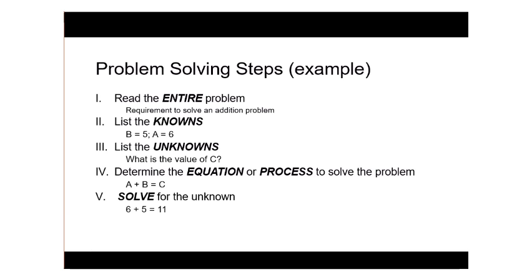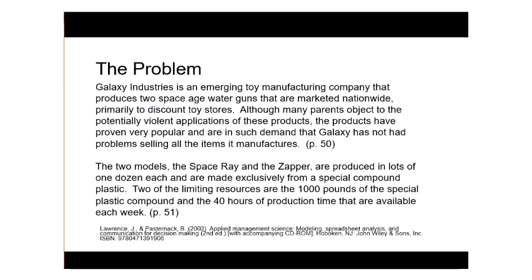Now let's apply this method to the linear programming solution to the Galaxy Industries problem. Now first read the entire problem. Galaxy Industries is an emerging toy manufacturing company that produces 2 space-age water guns marketed nationwide, primarily to discount toy stores. Although many parents object to the potentially violent applications of these products, the products have proven very popular and are in such demand Galaxy has not had problems selling all the items it manufactures.